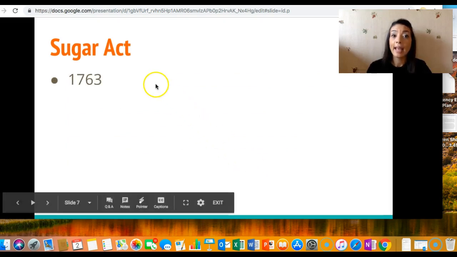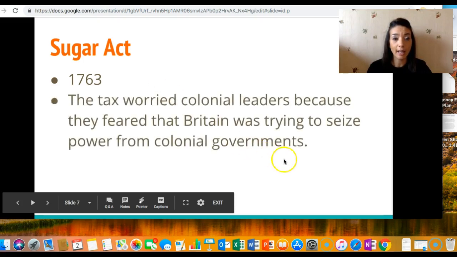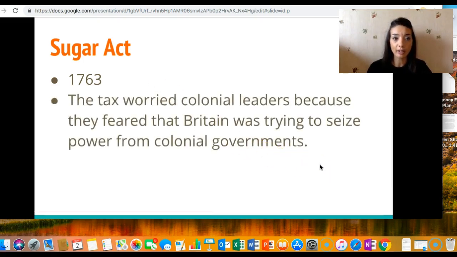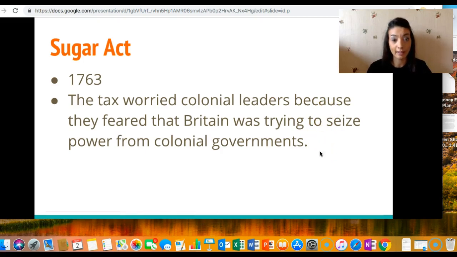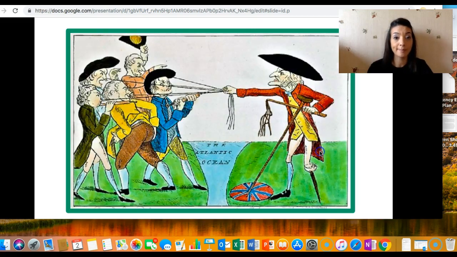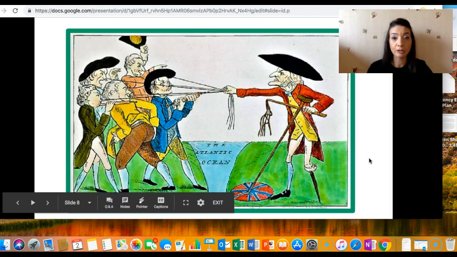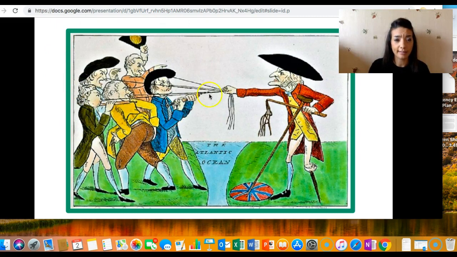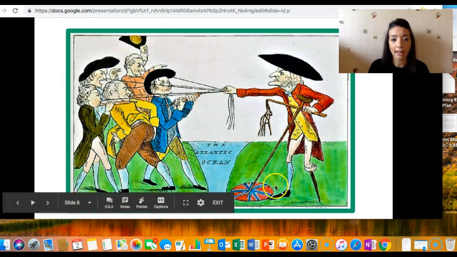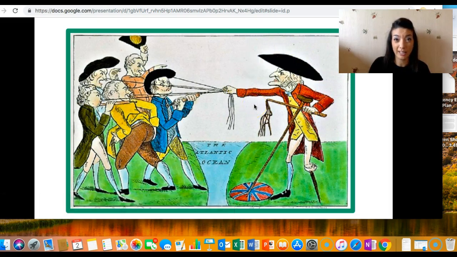Okay, more on the Sugar Act. It was passed in 1763, and the tax worried colonial leaders because they feared that Britain was trying to seize, and seize means to take power from colonial governments by telling them what to do and taking money away from them. Okay, so here is a graphic that gives you the idea of how constricted the colonists felt with some of these intolerable acts. So here is the British emblem, the Atlantic Ocean as the divide, and here is a British person kind of pulling the strings, if you will, of the colonists.